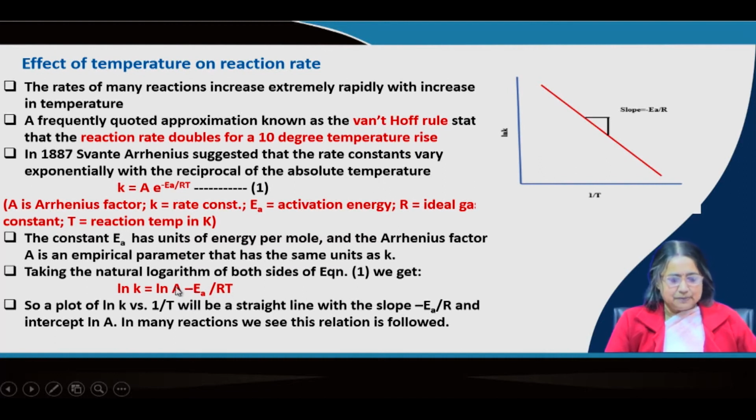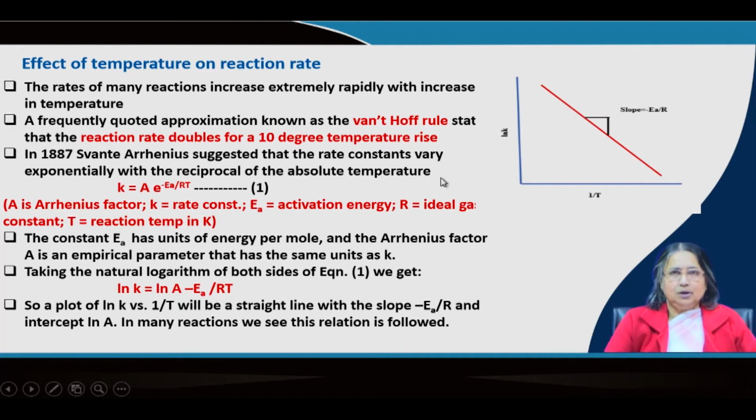So, from this expression we can tell that if we plot ln k versus 1 by T, because here is the negative sign, we will get a straight line like this with a negative slope. The slope is Ea by R, and we can get ln A from the intercept also.